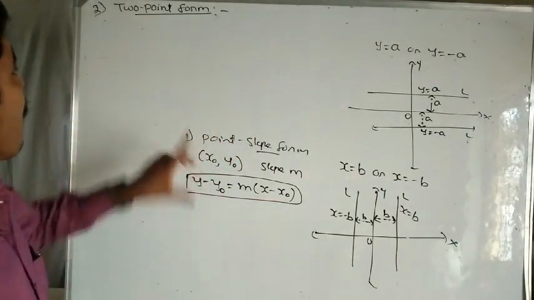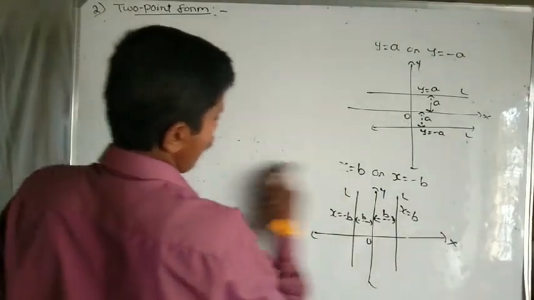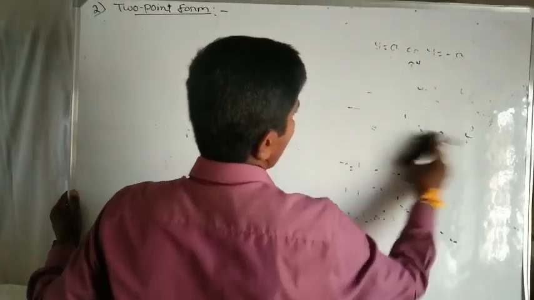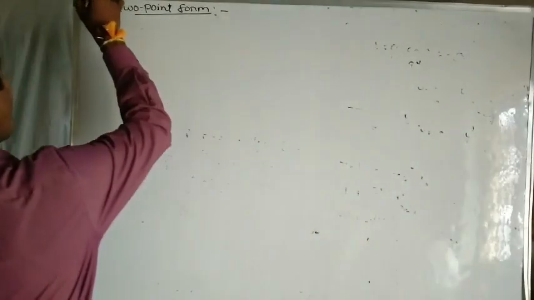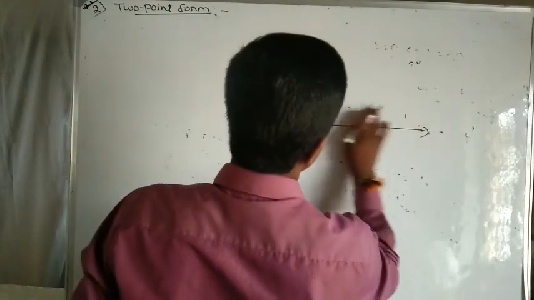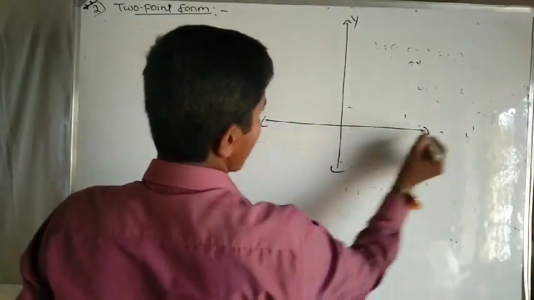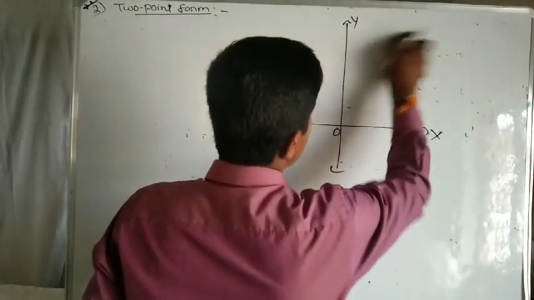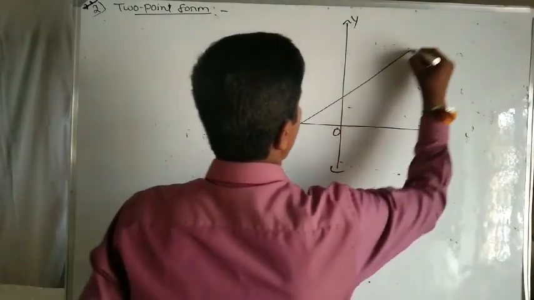Now here we are going to derive the equation of the line in two-point form. Two-point form, so important for 2 marks. Consider the xy plane. X-axis, y-axis. Non-vertical line L.